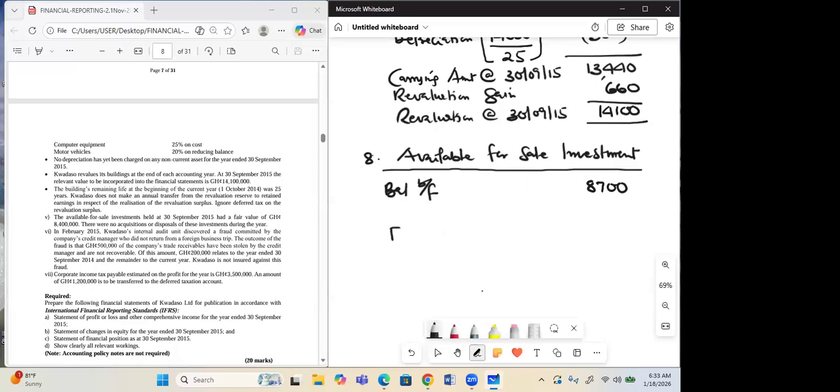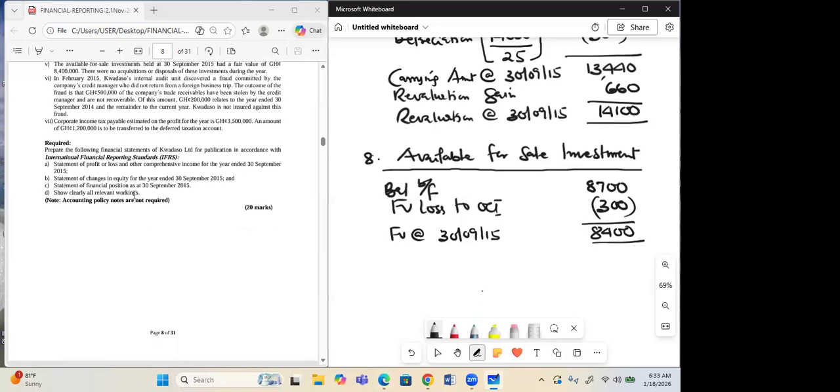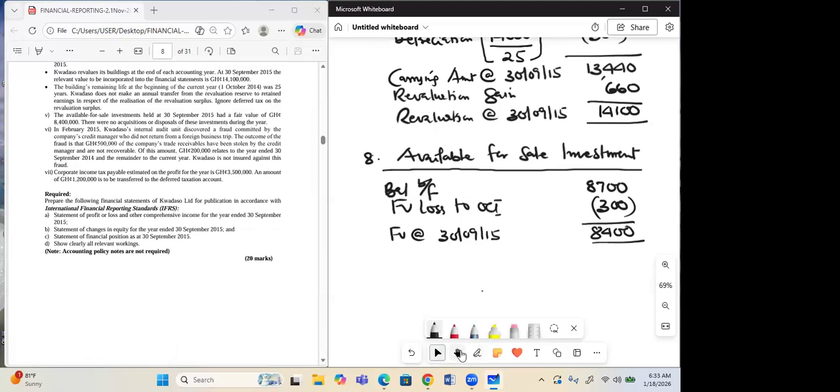So the fair value at 30th September 2015 gives us 8,400. And so we realize that there is a fair value loss which we have to send to what? OCI, right? Of what? 300. Are you okay? Yes. Let's go ahead. The next footnote.